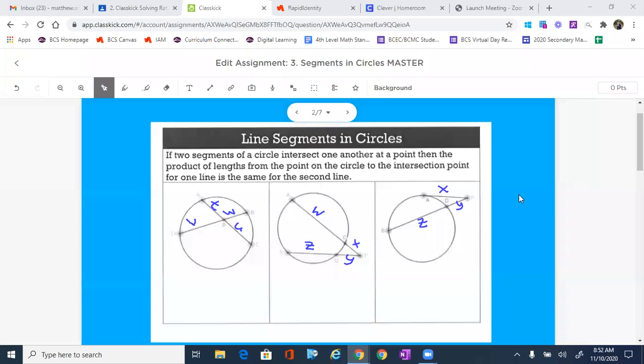All right, we're going to make some calculations with line segments in circles and how they intersect. In order to do so, we're going to break down each of the cases and build some equations, nice and simple. Let's go ahead and read what it is and let's break it down.